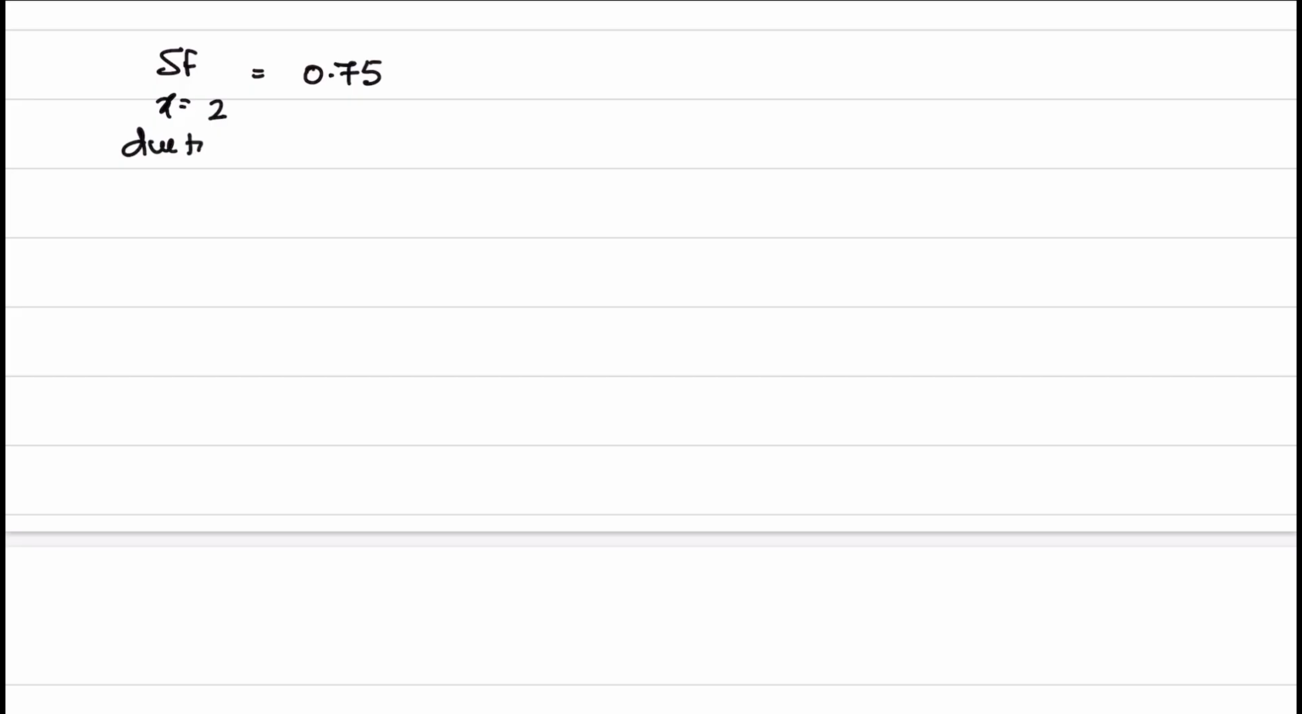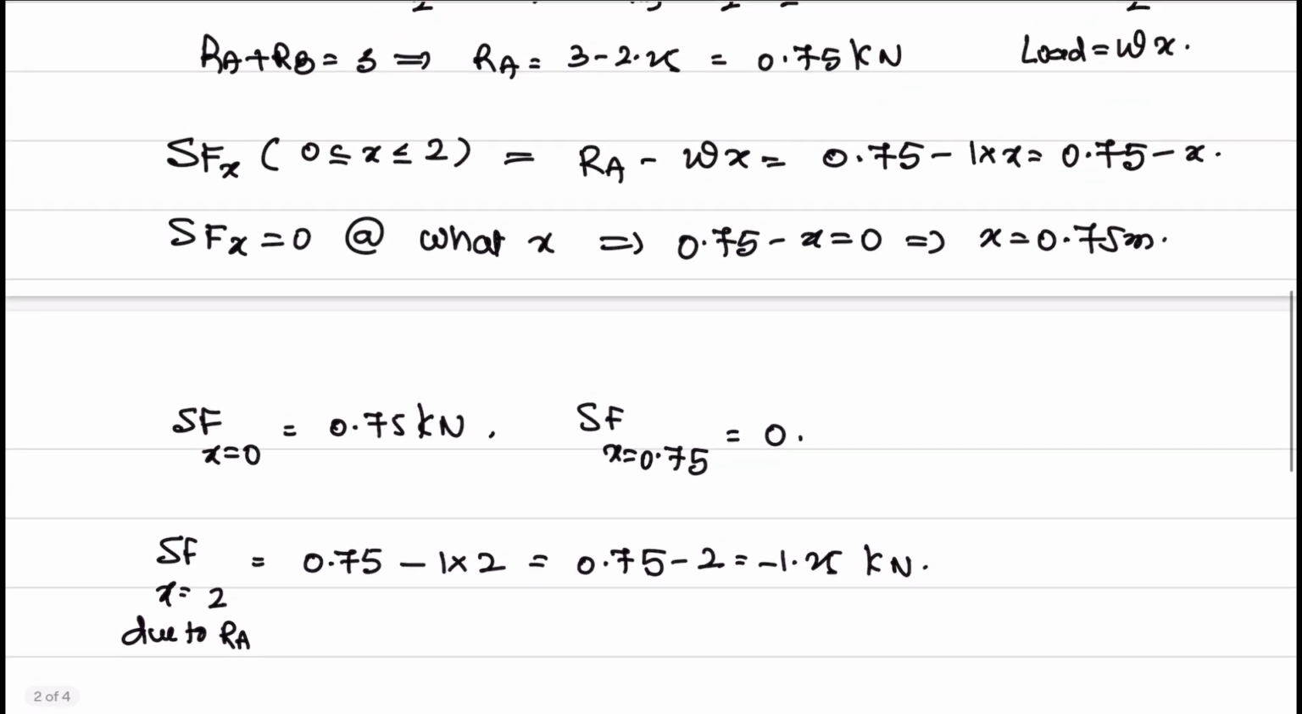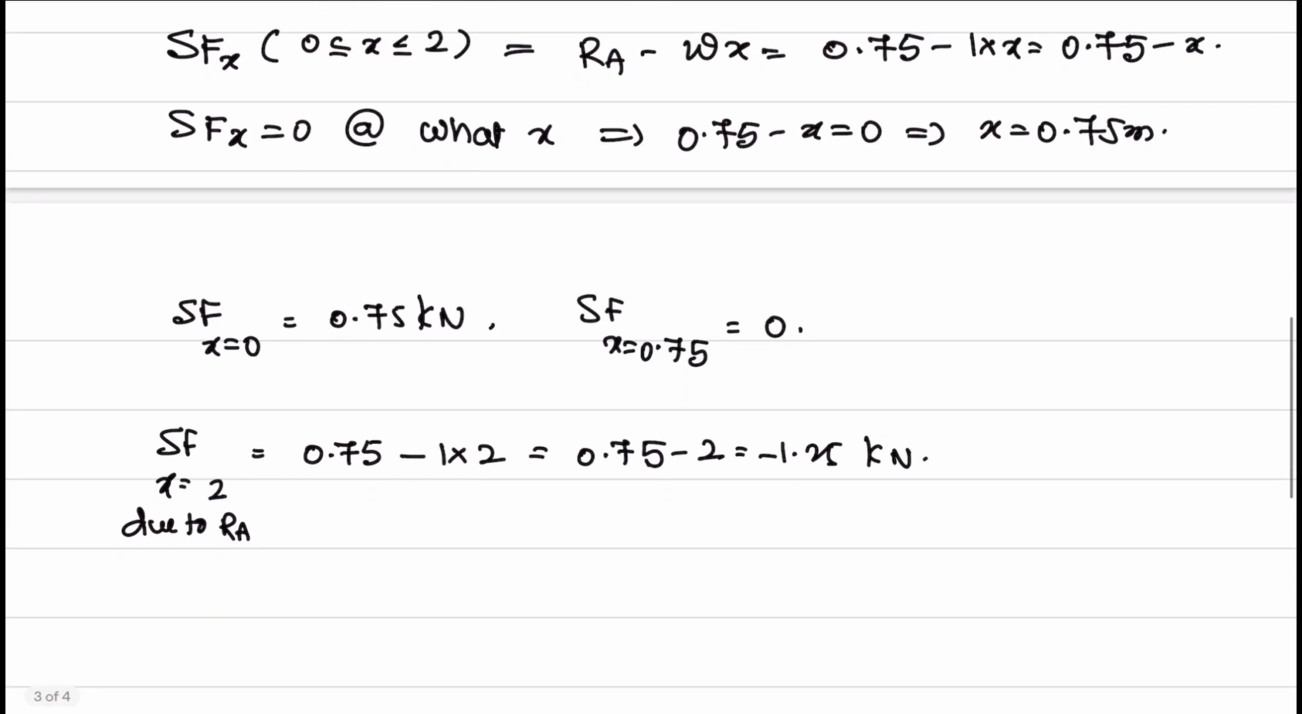Due to RA, 0.75 minus 1 into 2, that is 0.75 minus 2. What is its value? 1.25 kilonewtons, and it is minus. That means somewhere the shear force has changed its sign from positive to negative at 0.75 meters, and it went down to minus 1.25. That means for the first portion, the shear force diagram will be like this.